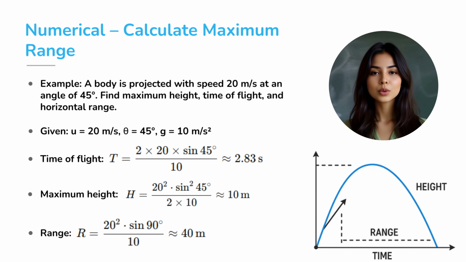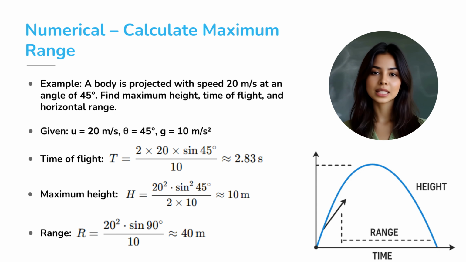Let's now solve a problem together to apply all that we've learned. A body is projected with an initial speed of 20 meters per second at an angle of 45 degrees. We are to calculate the time of flight, maximum height, and horizontal range. Given u equals 20 meters per second, theta equals 45 degrees, and g equals 10 meters per second squared.